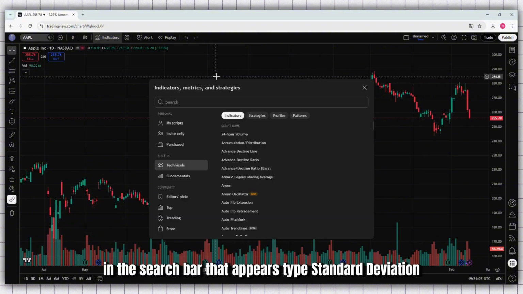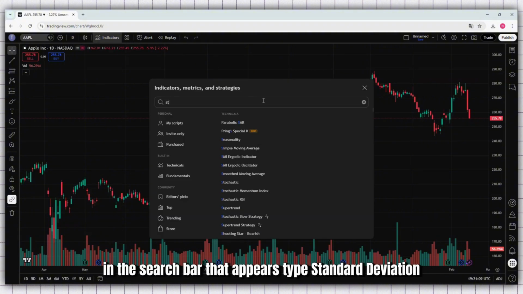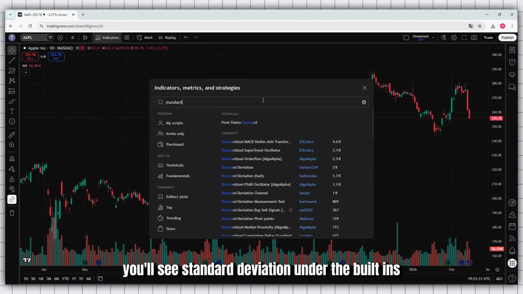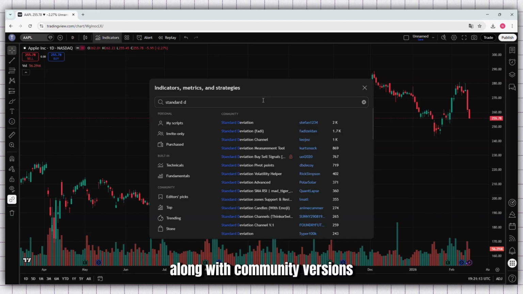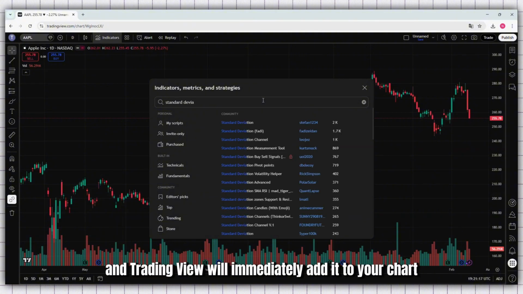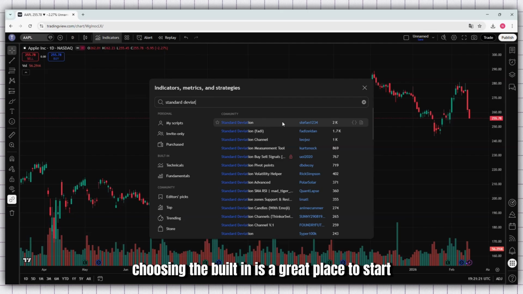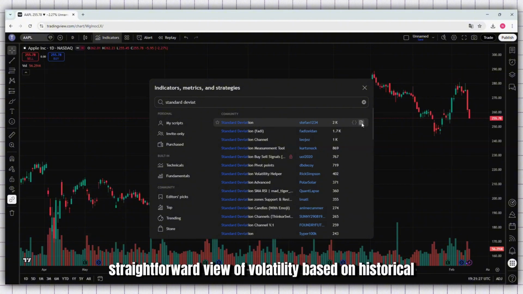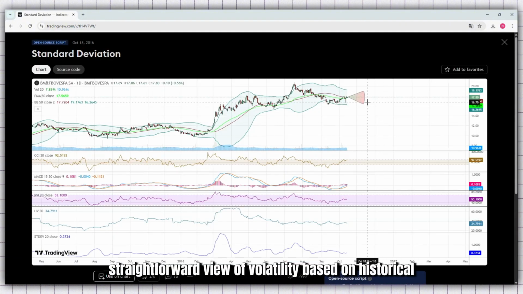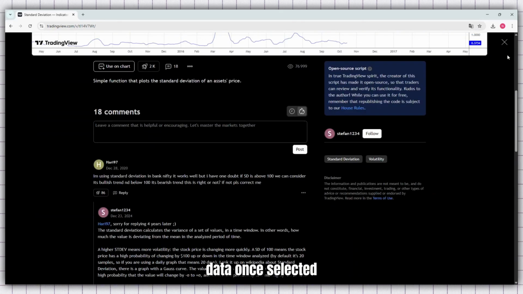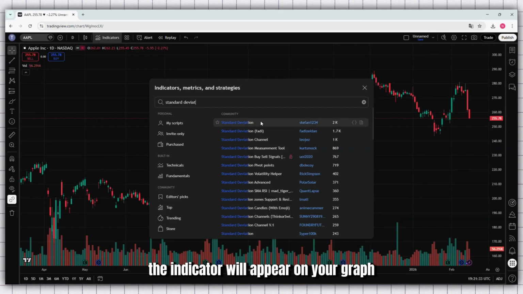In the search bar that appears, type Standard Deviation. You'll see Standard Deviation under the built-ins, along with community versions. Select the one you want, and TradingView will immediately add it to your chart. Choosing the built-in is a great place to start if you just want the classic calculation. The built-in version will give you a clean, straightforward view of volatility based on historical data. Once selected, the indicator will appear on your graph.